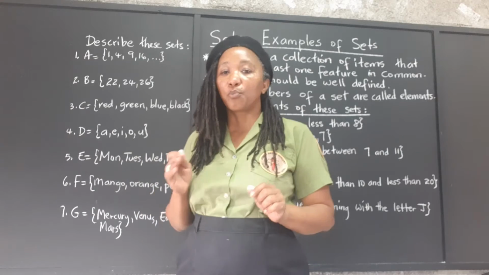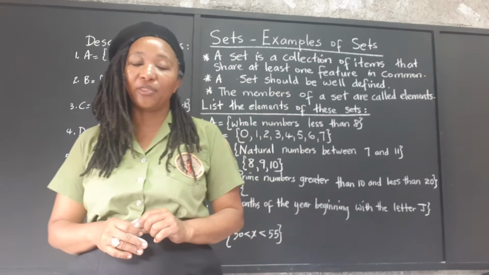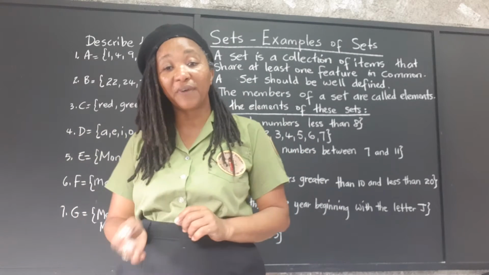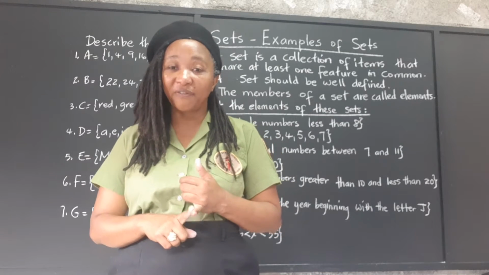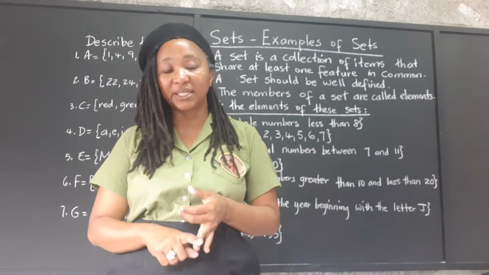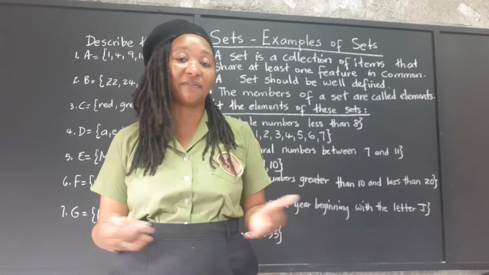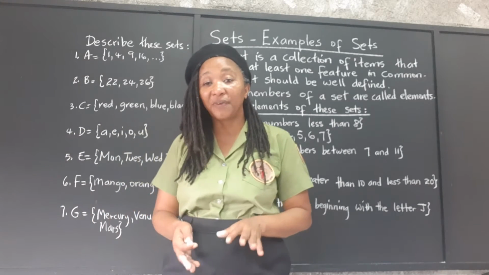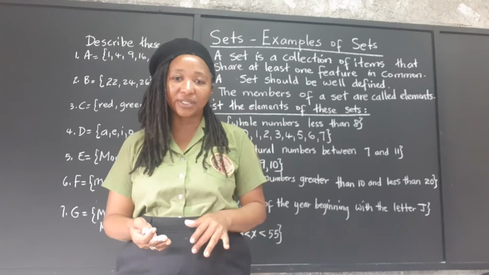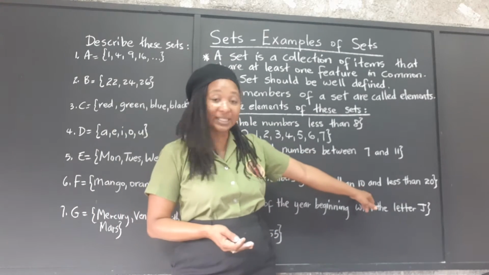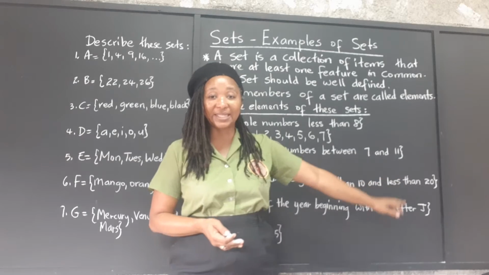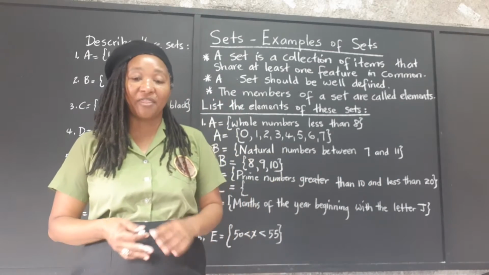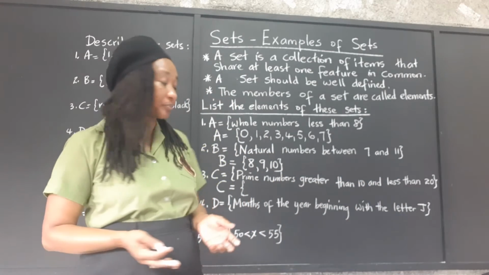Remember, prime numbers are those numbers that have only two factors. They are a factor of themselves and one is a factor of them, since one is a factor of every number. So prime numbers have only two factors. What are the numbers that are greater than 10 and less than 20 that are prime?